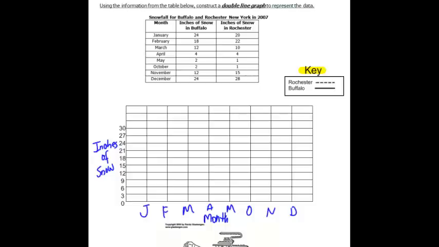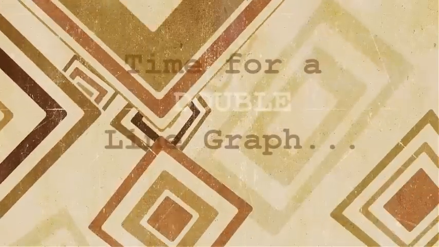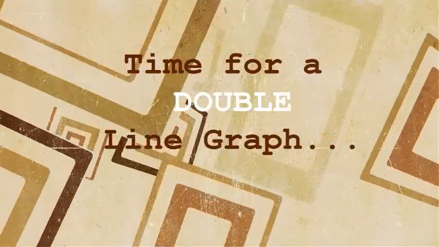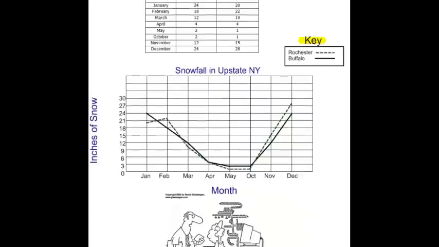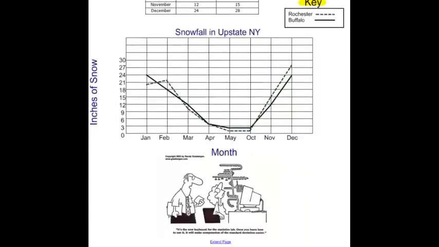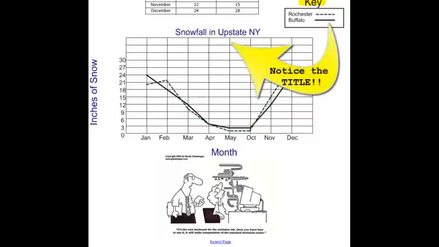Make sure you don't forget a key. You can do dotted versus solid. You can do color, whatever you choose to do that makes it distinguishable. Here is my graph. I did dotted and a different color just to make it fancy. And the key is up above, and I have my months and my inches of snow, and we're good to go. Pretty straightforward, so hopefully you didn't have too much trouble with that, and we'll practice more tomorrow.